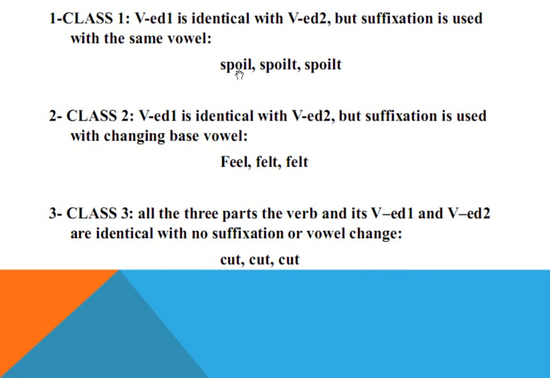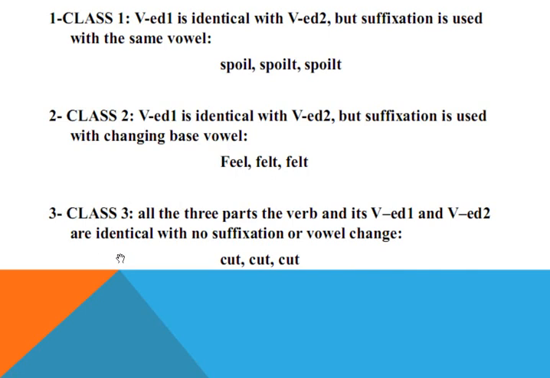What does this mean? With spoil, we have the same base vowel: oi, oi, oi. Within feel, we have a change in the base vowel. Here we have feel, with the e, and here we have felt, felt. So VED1 is similar to VED2. Suffixation also is used, but the base vowel is different in the three forms. This is the root or the stem, and here we have the past and the past participle.